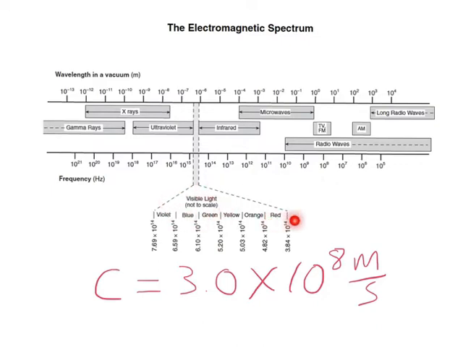And notice all the colors are listed here, and the colors all together are crammed into this tiny slice of the electromagnetic spectrum. That means of all of these kinds of waves, the only ones that we can see is this tiny band here, which in this diagram is exploded out to show all the colors. Red has the lowest frequency of any of the colors, violet has the highest, and red has the longest wavelength, violet has the shortest.